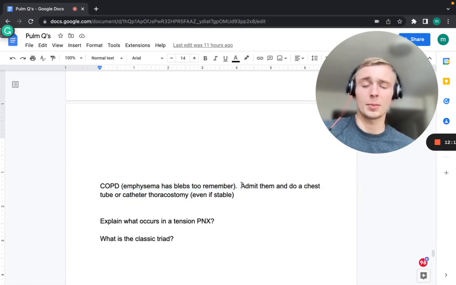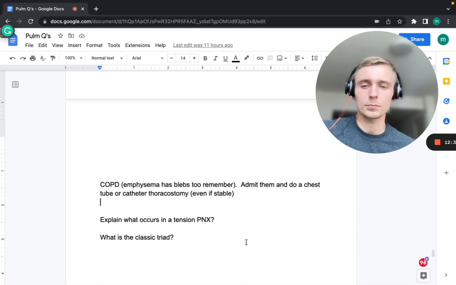And for secondary spontaneous, we always admit them because they have this underlying condition. Of course, it's a secondary condition. It's secondary to something. So they have an underlying condition. We should admit them for this. And we should give them a chest tube or catheter thoracostomy, even if they are stable, to drain that pneumothorax because they already have a compromised lung function, obviously, with COPD. So we need to do more drastic measures for them.